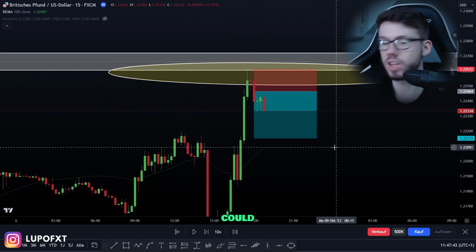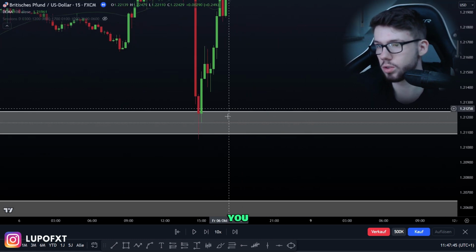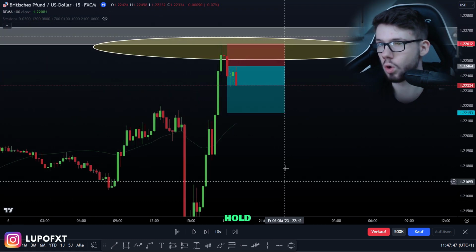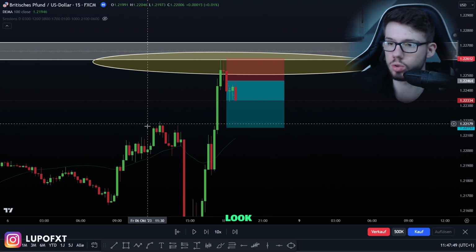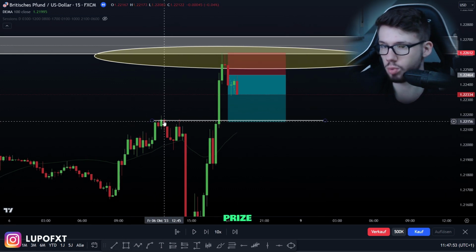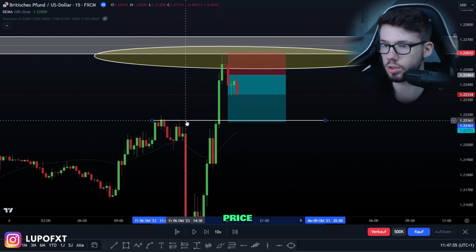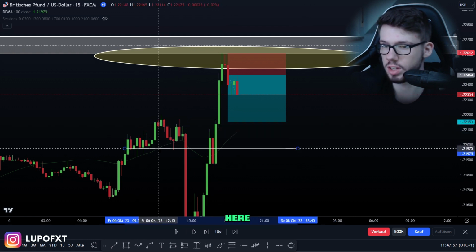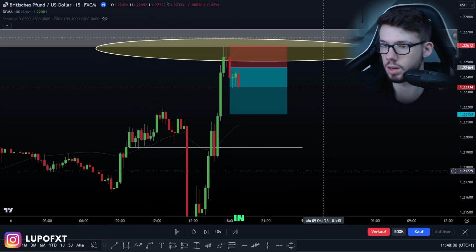And then what you could aim for, take profit wise, either you could go for one of these levels to hold it again, or you could go and look to the left where structure is. For example, here, this would be a potential take profit level, because price used to bounce around here. Price also used to bounce around here, so another level here. Another take profit level would be here, in my opinion.